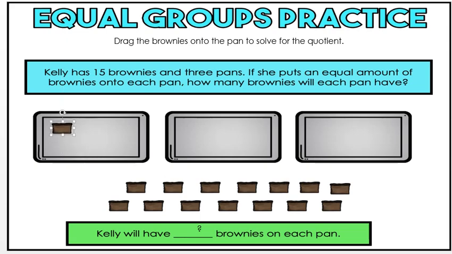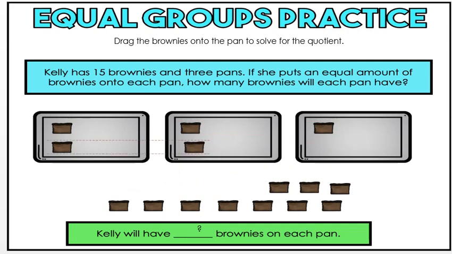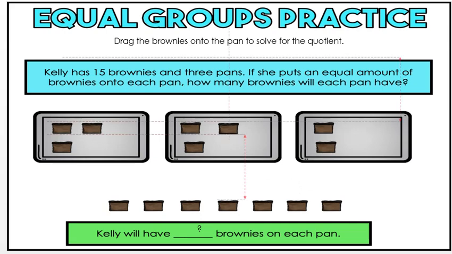So there's 1, 2, 3. And then we have 1, 2, 3. So I'm just separating them all equally. So right now they'll all have 3 brownies in them. This is making me want to eat a brownie. I'm not going to lie.